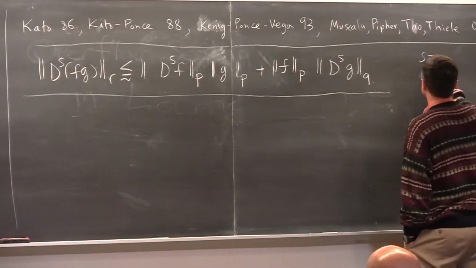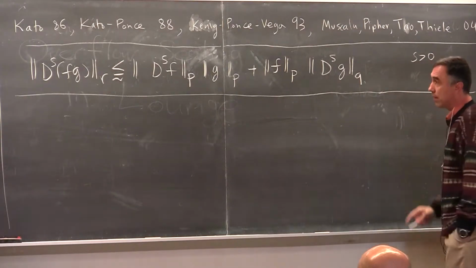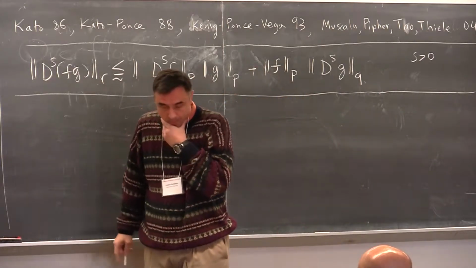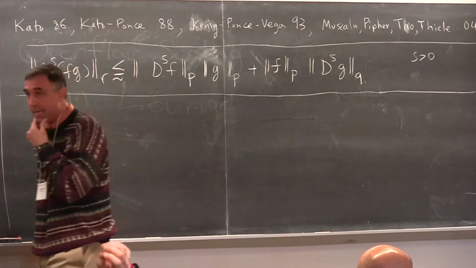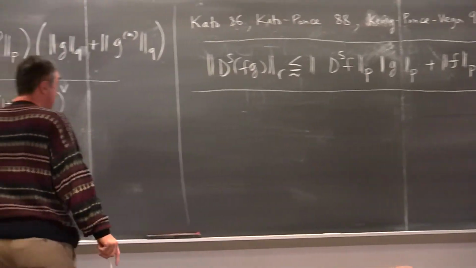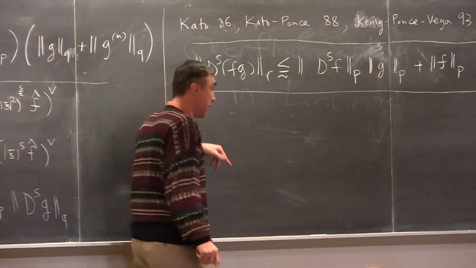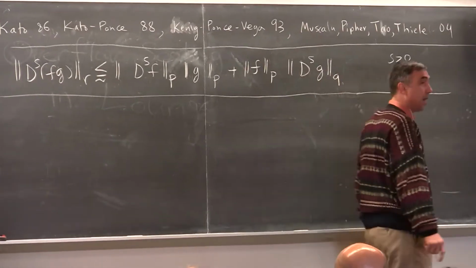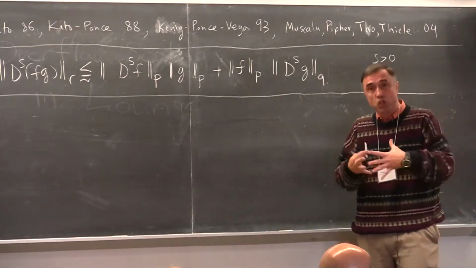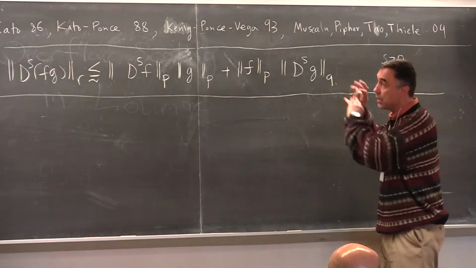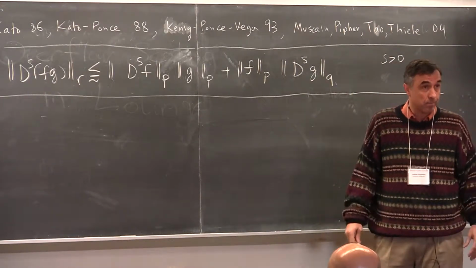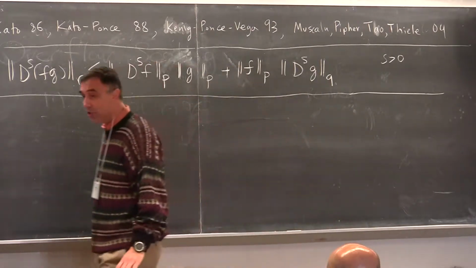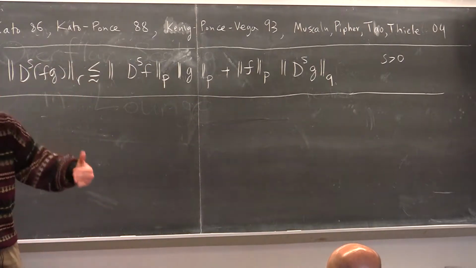So S here is positive, and P, Q, and R are related as in Hölder's inequality. What I want to do today is give another proof of this, but the advantage of the proof I want to give is that it gives you the sharpest possible range of exponents for which this inequality is correct. And in fact, the sharpest possible range includes R where R is less than 1.